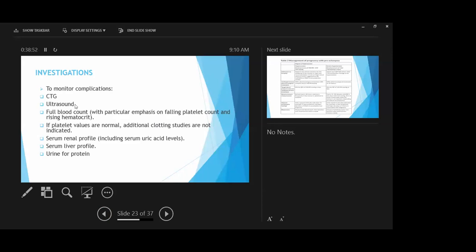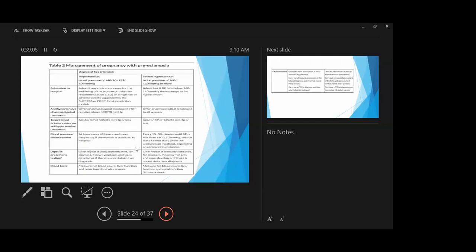Full blood count for the platelet count and rising hematocrit. If the platelet values are normal, we do not need to do the coagulation profile. We'll do the RFT and LFT and serum uric acid and urine for protein. So how will we manage the patient with pre-eclampsia? If we have mild to moderate hypertension, then we'll admit the patient.